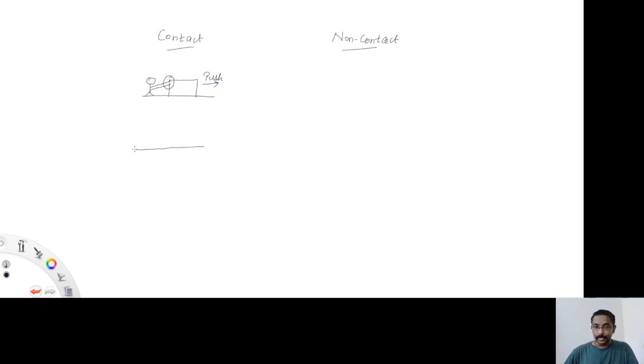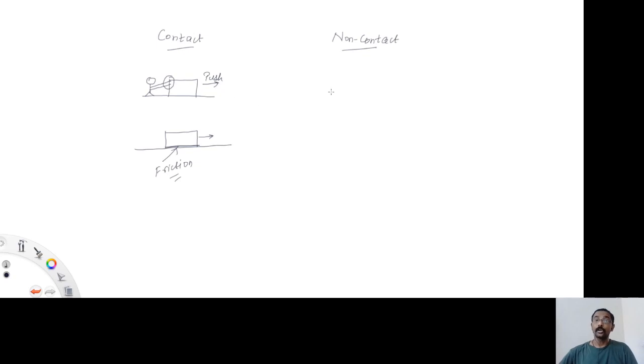Similarly, let us say that there is an object kept here and you're applying force. You must have learned about friction, isn't it? When two objects are in contact with each other and they try to slide over one another, there is a force of friction. Again, this is a contact force. So when you are applying a force in such a way that you actually have to be in contact with the object, we call it a contact force.